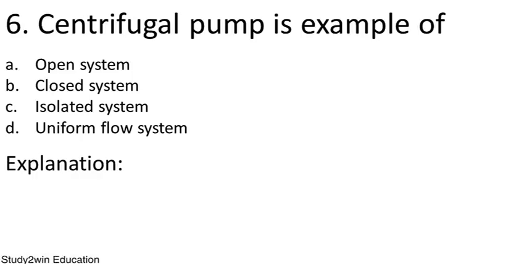Question number 6. A centrifugal pump is an example of what? The options are open system, closed system, isolated system, and uniform system. Let's see the systems one by one. What is an open system? There is a system. If something, air or water, gets into the system and flows out of the system, then it is an open system, because there is a transfer of mass, and energy is also flowing out. This is the criterion of an open system.